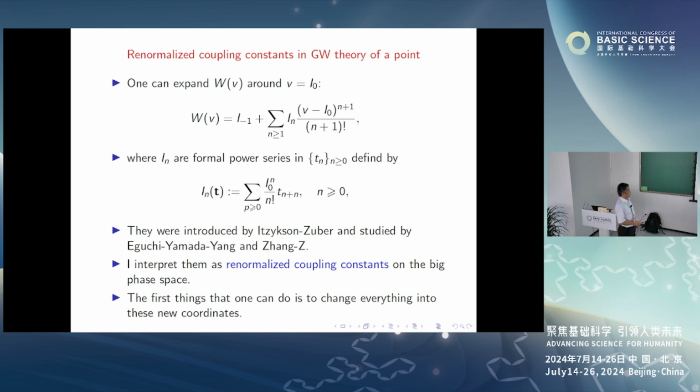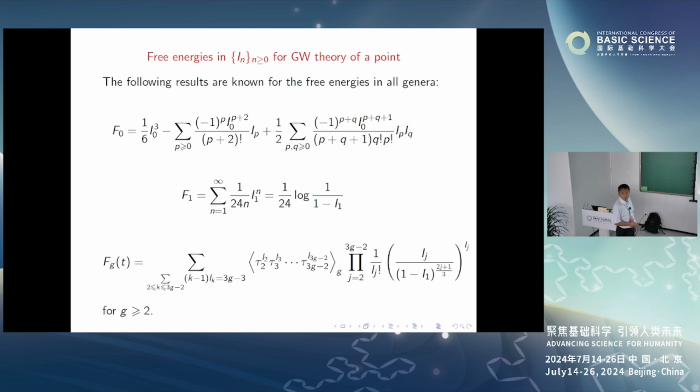And then the first thing that one can do is just to change everything into this new coordinate and see whether you can get something nice or something simple. It turns out that if you change this into the I coordinates, then actually you can get closed formulas for everything. So for the free energy in genus 0, you get something very, very simple, just something like this. And for the free energy in genus 1, it's also very simple. It involves only I1. And in higher genus, there is no I0 involved, only something like this. And actually, this expression is a polynomial expression. It has only finitely many terms because of this degree constraint there.